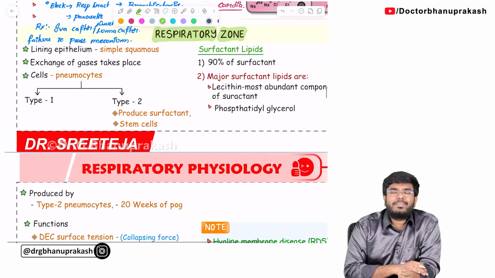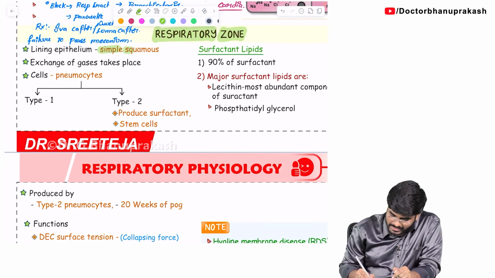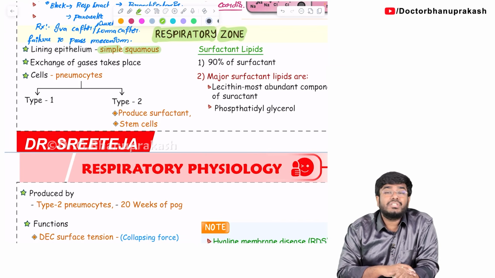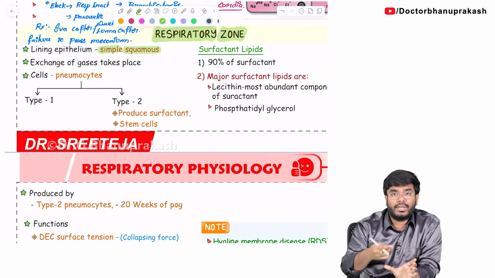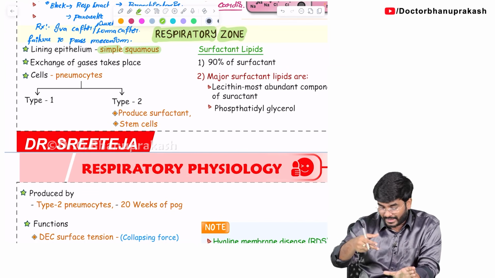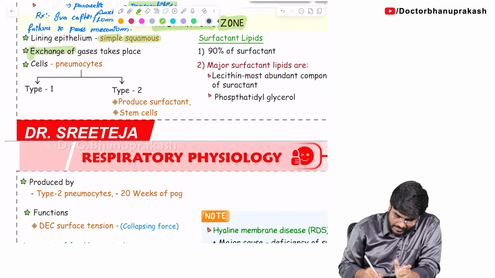Now what is the lining epithelium? In the respiratory zone, the lining epithelium is simple squamous epithelium. Okay, simple squamous. Why is it simple squamous? Because for the exchange of gases in the alveoli, you need to have a very thin epithelium. So that's why the lining epithelium is a simple squamous epithelium. Okay, and there is exchange of gases.